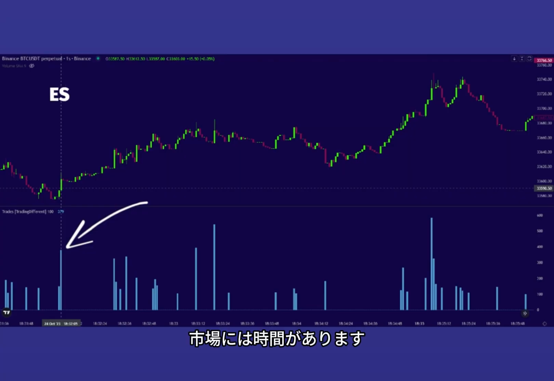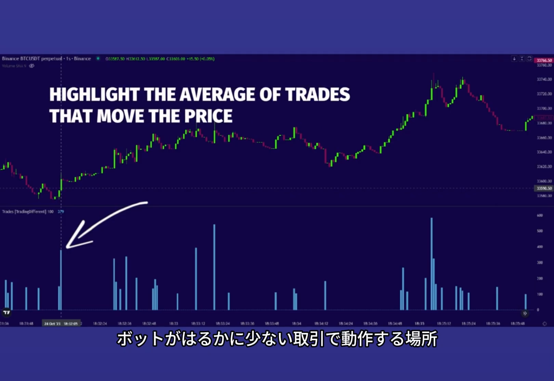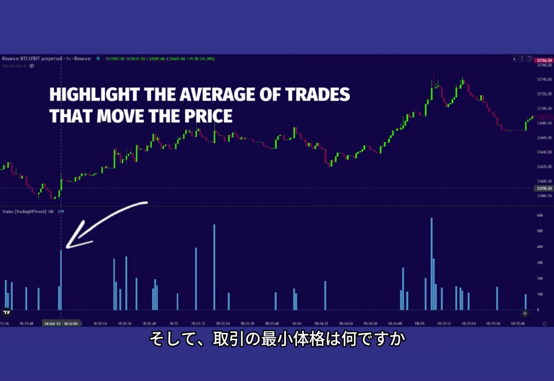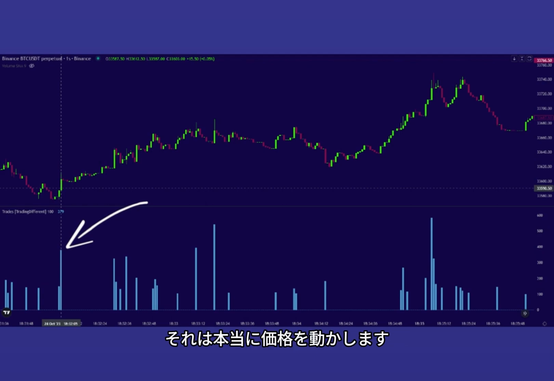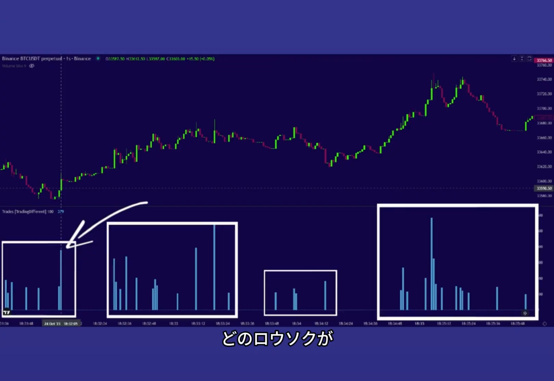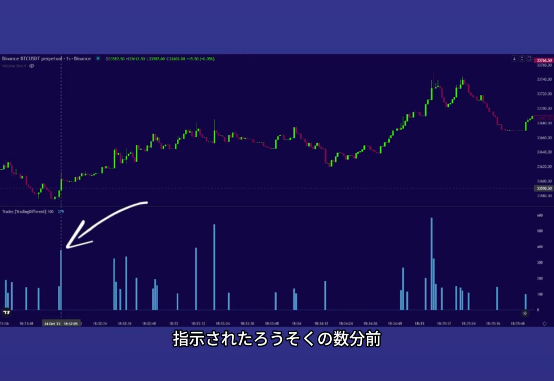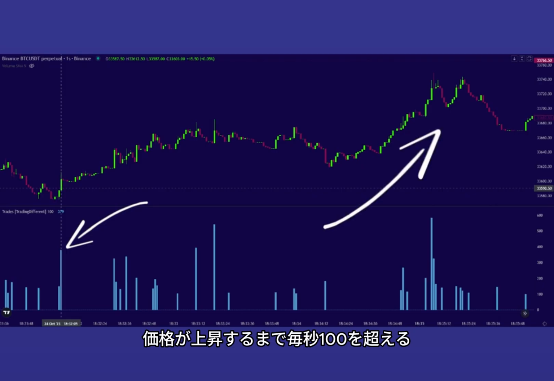There are times in the market where bots operate with much fewer trades. For this, it is important to highlight the average number of trades that have been executed in the last hours, and what is the minimum size of the trades that really move the price. In this way, the filtered indicator remains, and you can see more clearly in which candles the high frequency has really acted. It is evident how the upward movement began minutes before in the indicated candle and how for several seconds afterwards it continued to execute a large number of trades per second greater than 100, until the price rose.